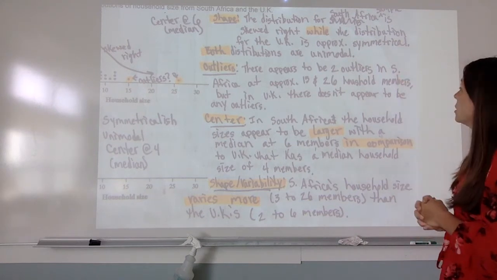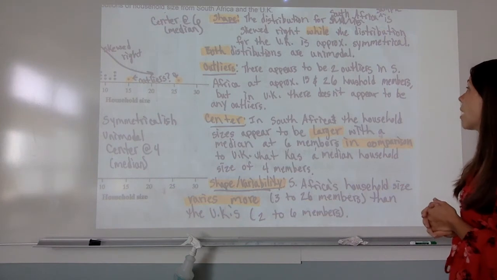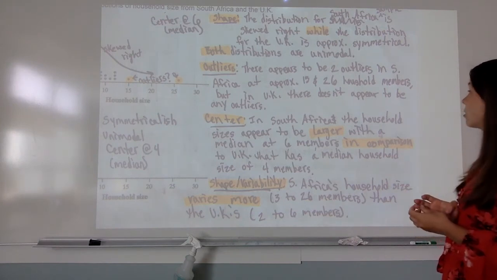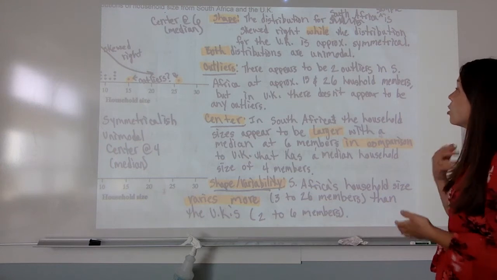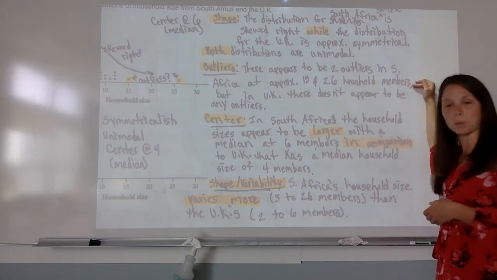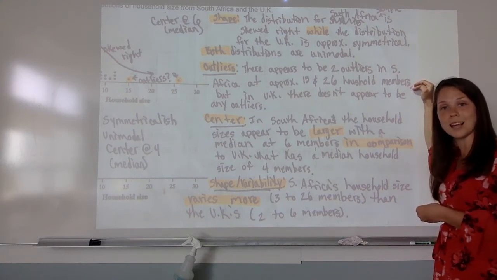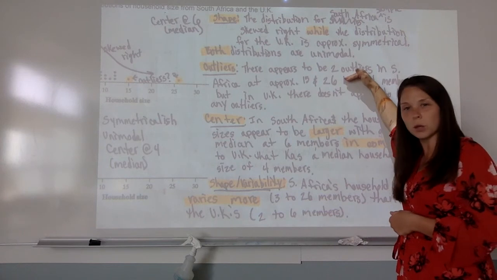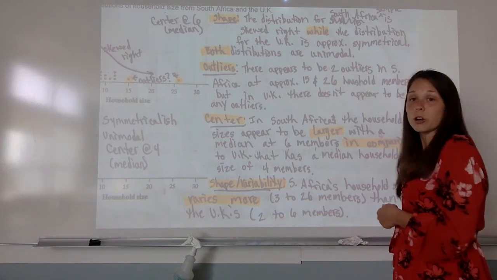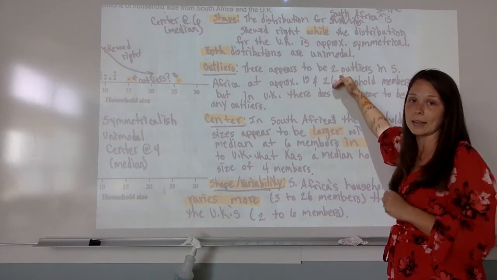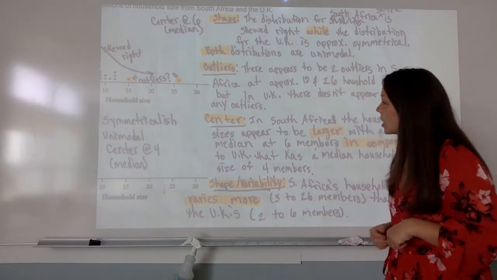Outliers. There appears to be 2 outliers in South Africa at approximately 15 and 26 household members, but in the UK, there doesn't appear to be any outliers. Notice here, I've added in a little bit more context of household members. That's what each of those values represents. If I just said 15 and 26 and I didn't specify what those numbers were referring to, you're not guaranteed to get full credit because now you're missing context. You're missing the details.